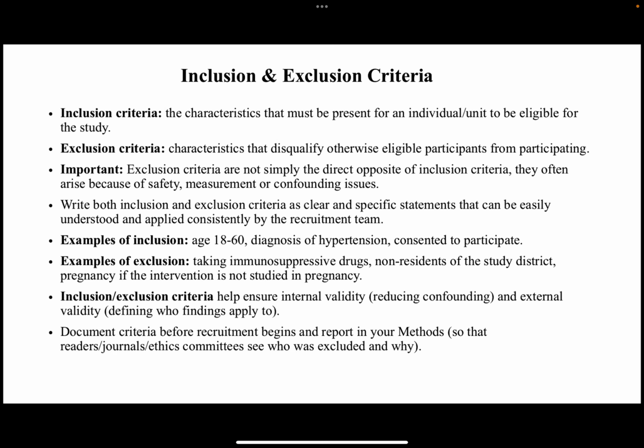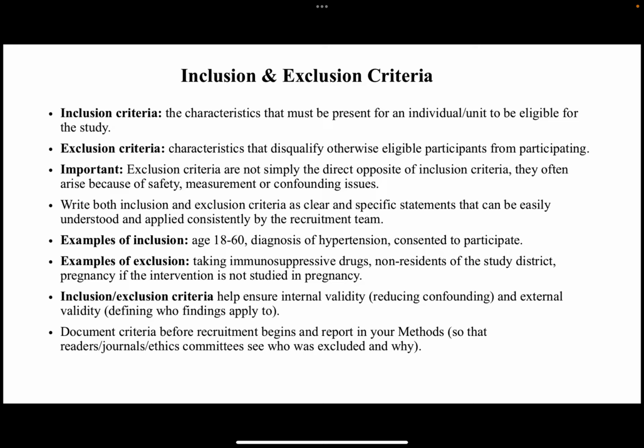Now, usually under the target population or study population, we have what we call the inclusion criteria and then the exclusion criteria. Now, what is inclusion criteria?